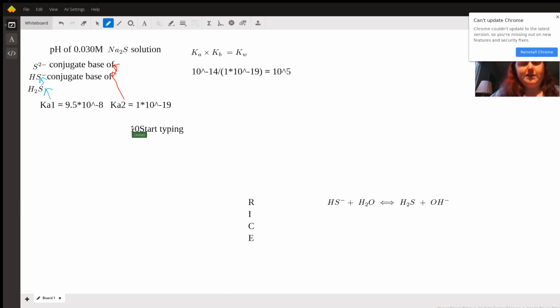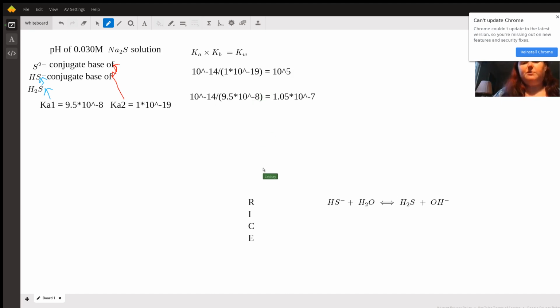So now it's 10 to the negative 14 divided by the quantity 9.5 times 10 to the negative 8. And that is 1.05 times 10 to the negative 7. Okay, so that's going to be our Kb value.